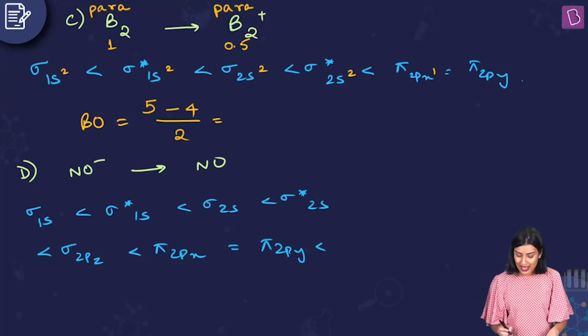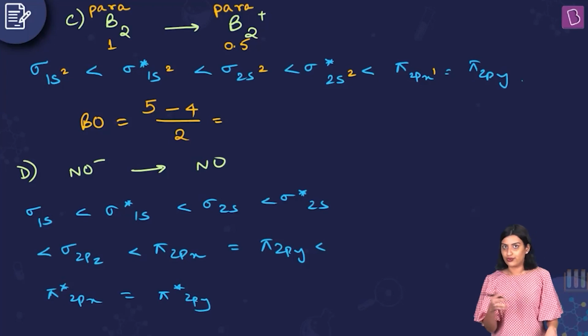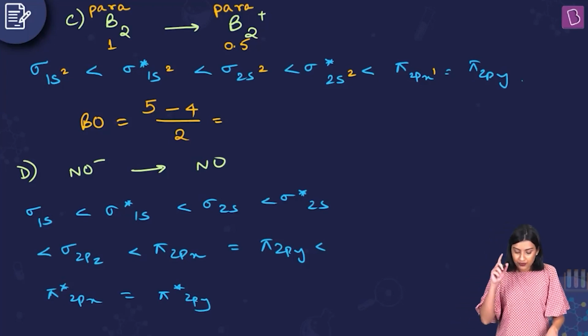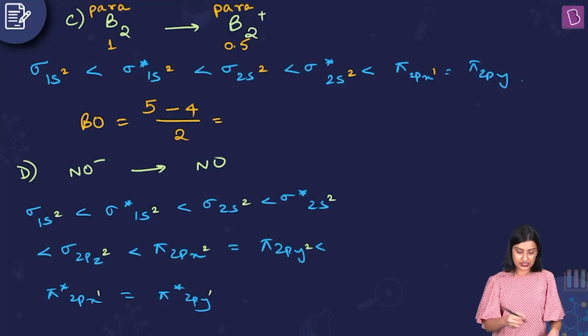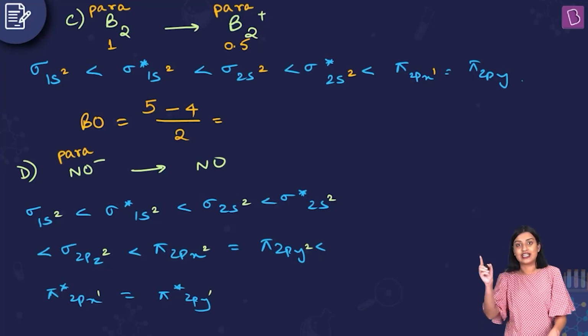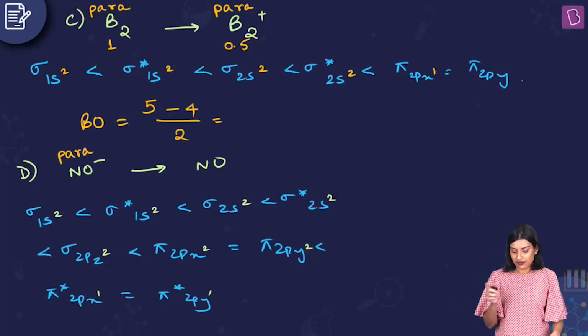We need one more orbital. We have pi star 2px and pi star 2py. I'm going to pause it here, we don't need any more than this. Initially we're dealing with 16 electrons: 2, 4, 6, 8, 10, 12, 14, 15 and 16. With 16 electrons, the first thing you can observe is that this is going to be paramagnetic in nature due to the presence of unpaired electrons in your pi star 2px and pi star 2py.